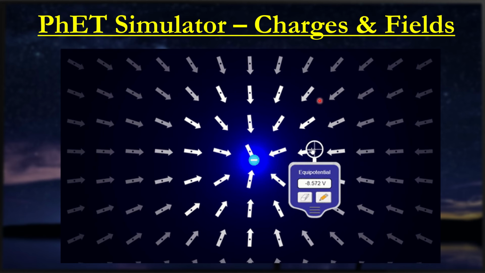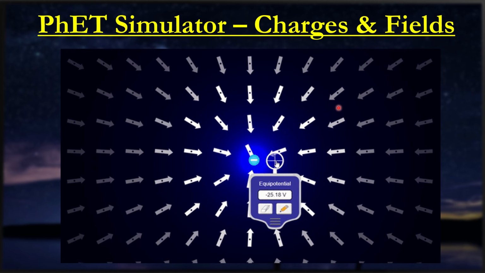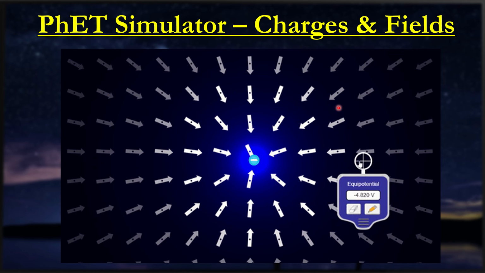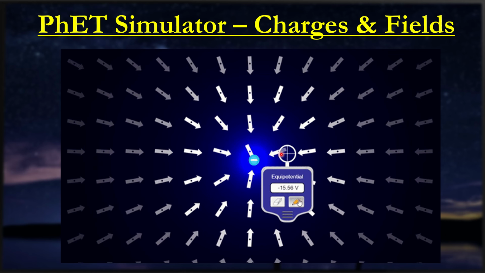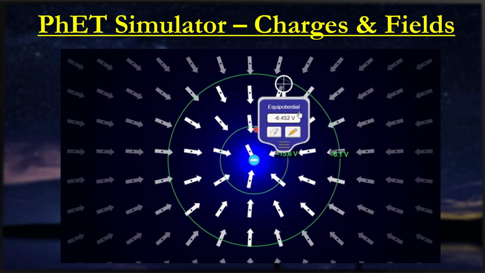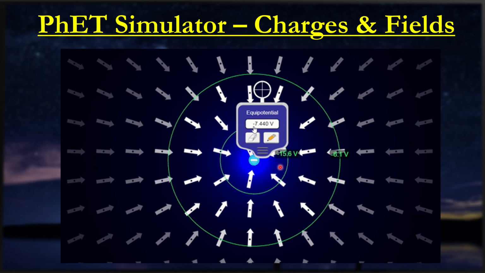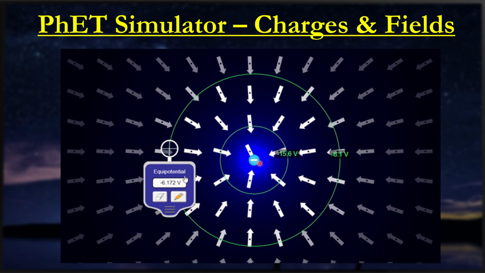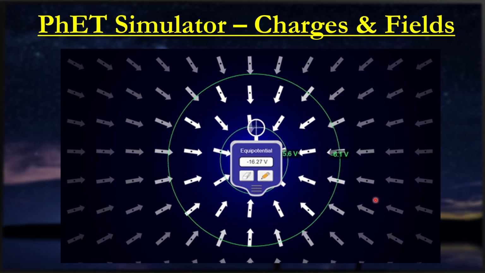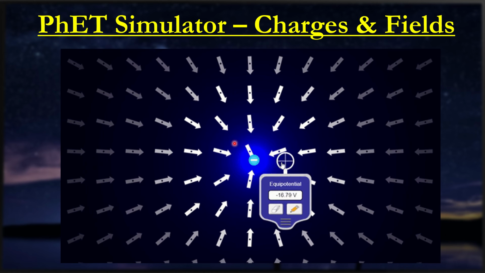The further away I am from the charge, the electric potential is smaller, while if I'm closer, the electric potential is a lot higher, which makes sense because a negative charge is going to want to move further away from this negative charge here. So that's what I mean by equipotential points, where a specific part of the electric field has the same value.